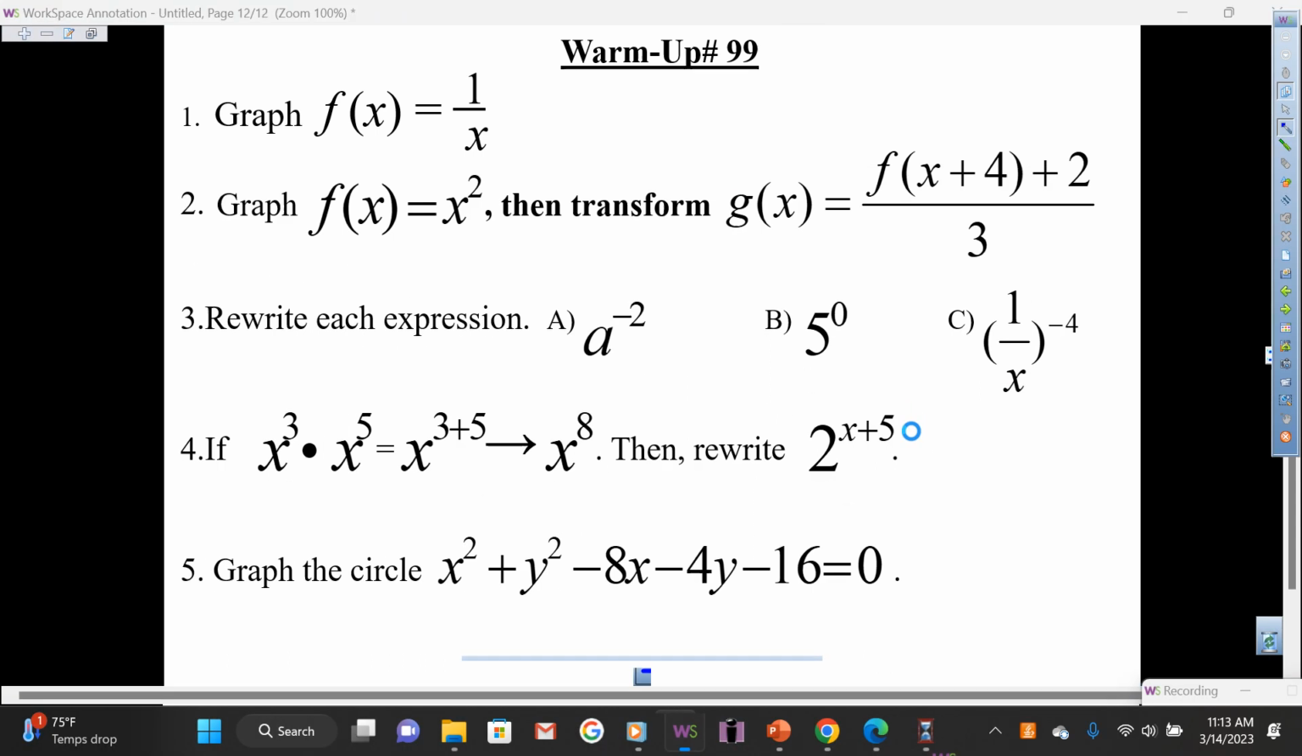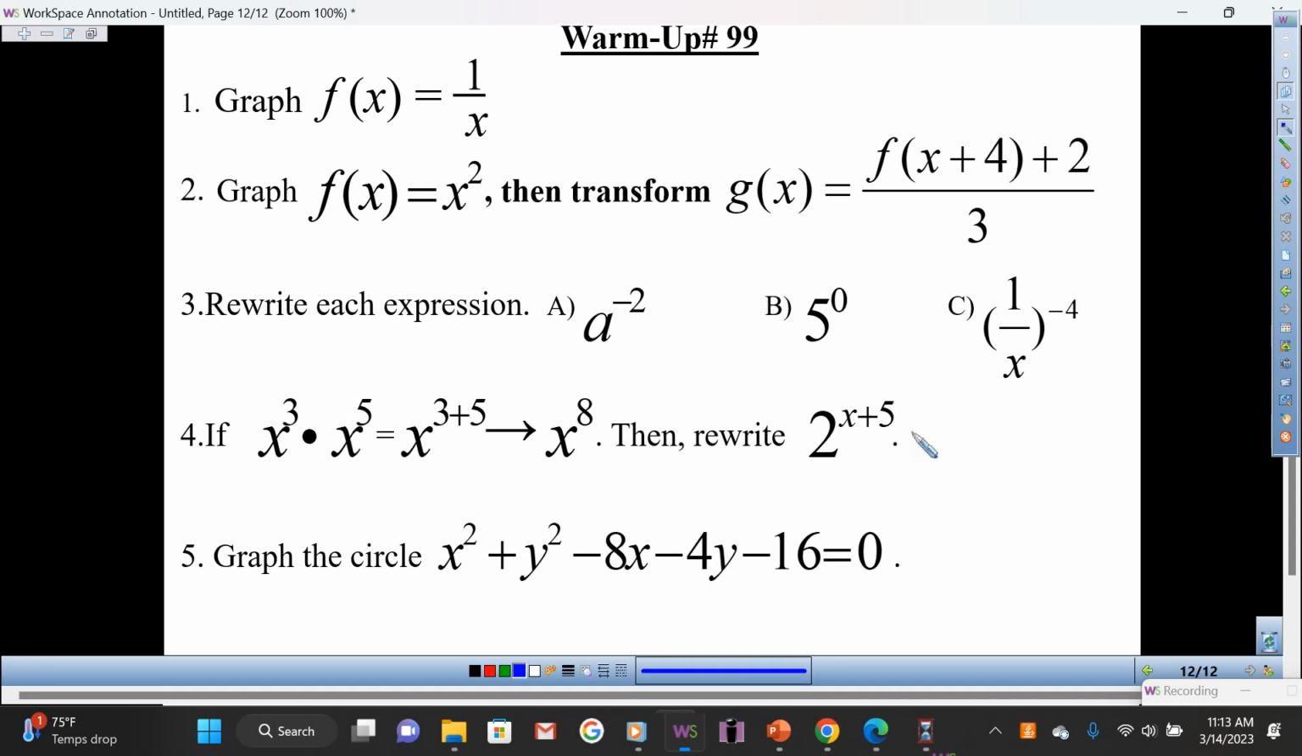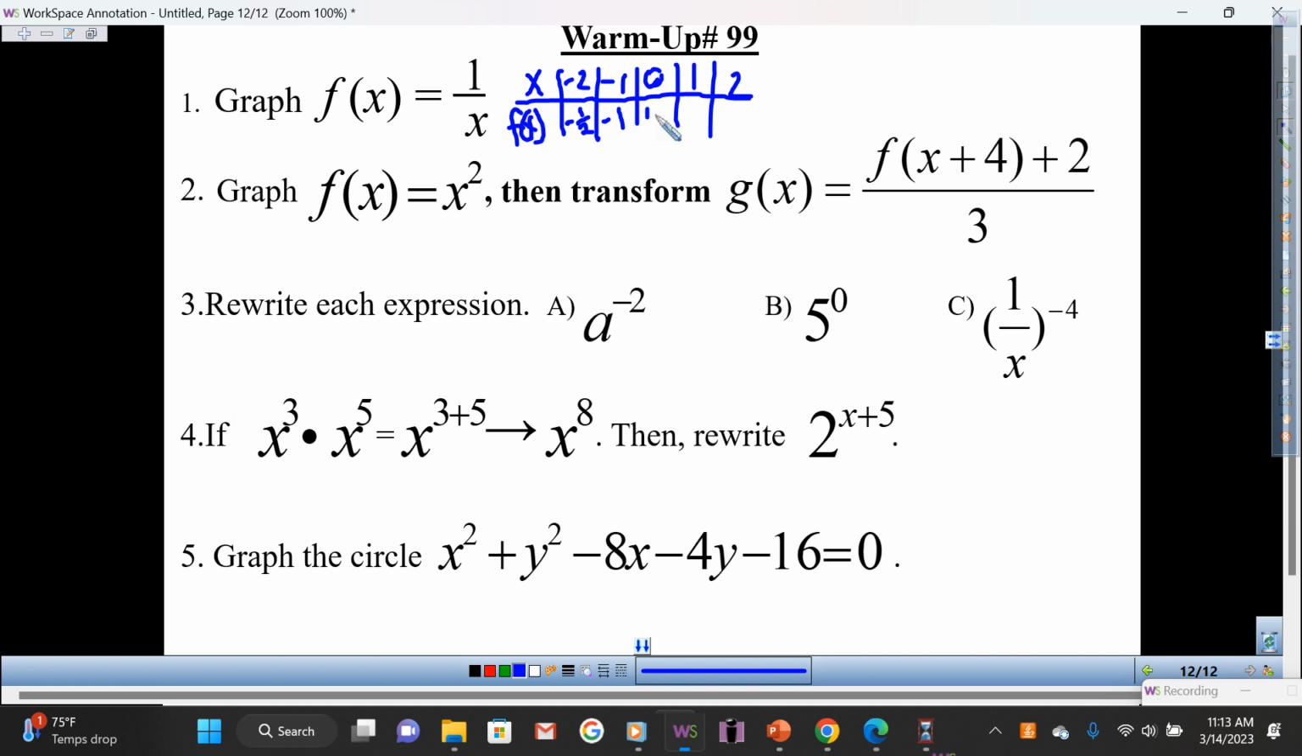What did you do for number one, Briseida? -2 to 2 on the domain. -2, -1, 0, 1, and 2. How about the range? That is correct. So when we graph that, I've been giving you plenty of practice, so it should look something like this and something like this. Have you got that?